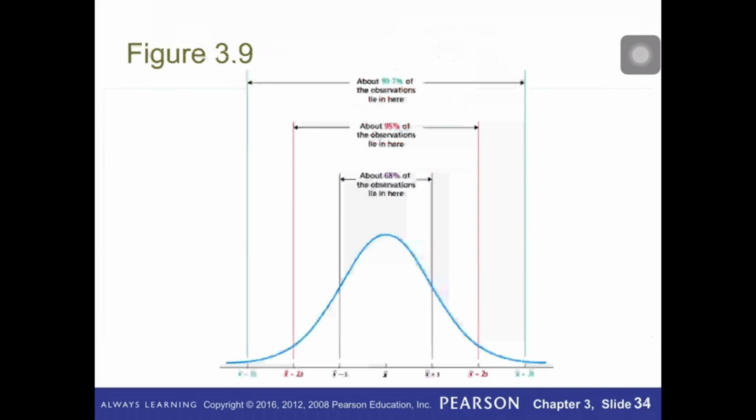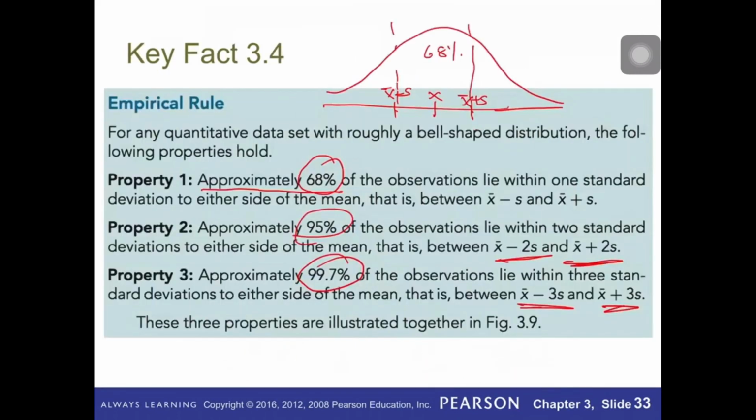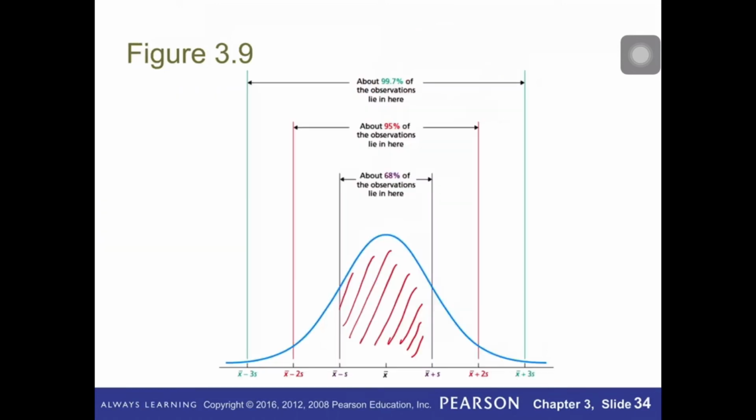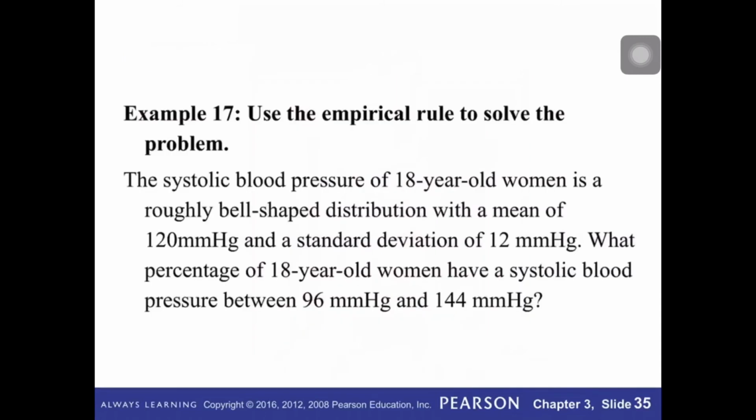So you can see in this picture, this is one standard deviation, this one standard deviation. So we have 68%. For 2 standard deviations we have 95%, and for 3 standard deviations we will have 99.7%. Okay. By using this empirical rule, I have given a very simple problem.